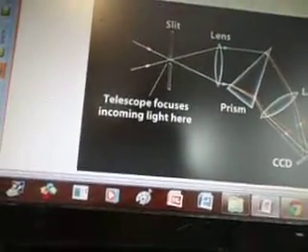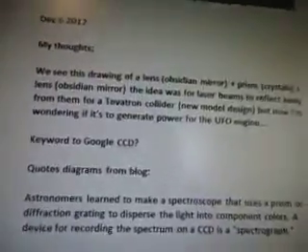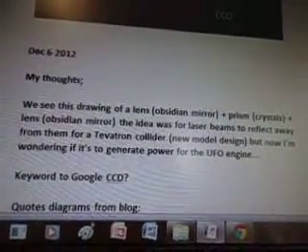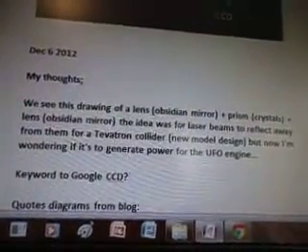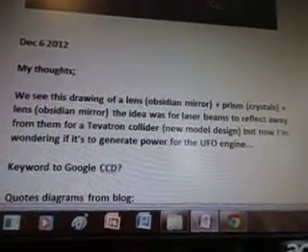Here's a telescope focuses incoming light here. December 6th, my thoughts. We see the drawing of a lens, the obsidian mirror on here. Plus the prism and crystals, the lens, the obsidian mirror. The idea was for laser beams to reflect away from them for a Tevatron collider. New model design, but now I'm wondering if it's to generate power for the UFO engine.